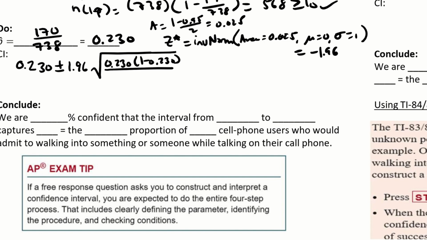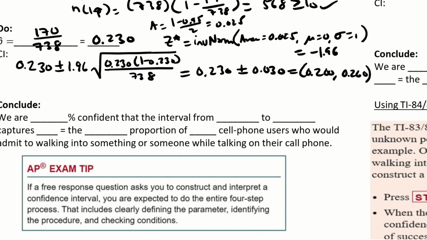Do this on the calculator. We get 0.230 plus or minus a margin of error of 0.030, and the confidence interval is about 0.200 to 0.260. All right, so there's our confidence interval. So we are 95% confident that the interval from this to that captures P, the true proportion of all cell phone users who would admit to walking into something or someone while talking on their cell phone.